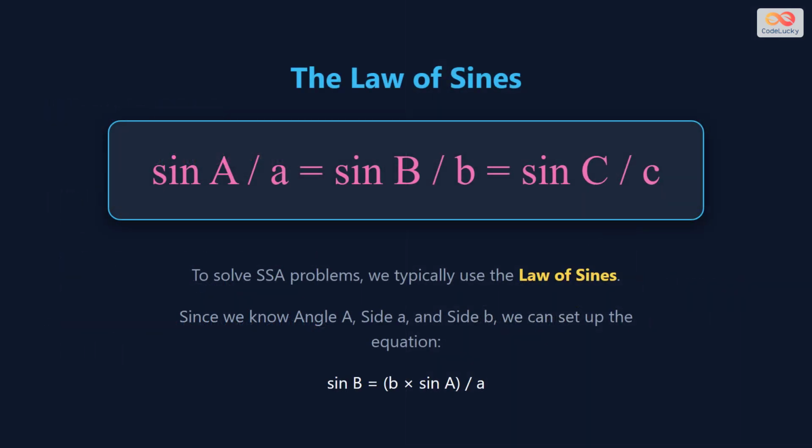To solve these problems, we use the law of sines. The formula states that the sine of angle A divided by side A equals the sine of angle B divided by side B. By rearranging this formula, we can solve for the unknown angle, usually angle B.